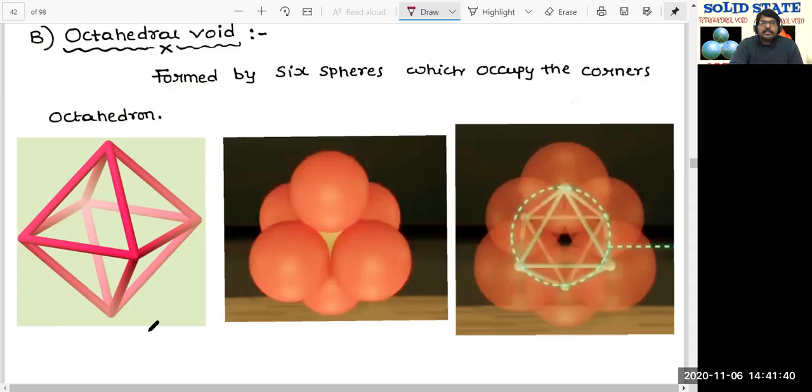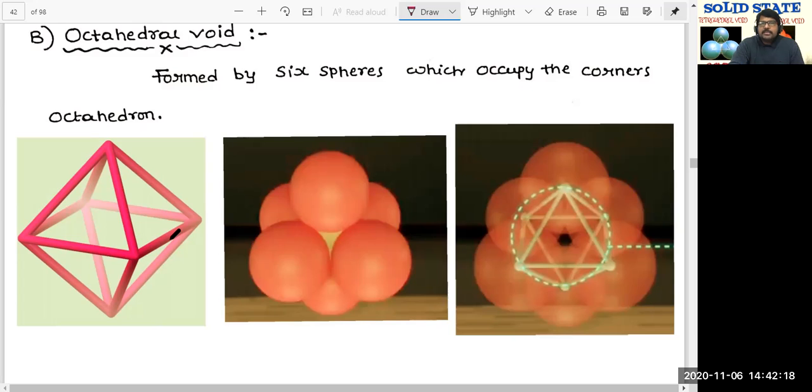Octahedron, tetrahedron, hexahedron, icosahedron, these names are based on the number of faces, not on the number of corners. Already told you in the tetrahedron, it's just a coincidence. So this is not a hexahedron. Hexahedron is a cube, which has 6 faces. But this is an octahedron because there are 8 faces. You can also give one more name for this, square bipyramidal, because you can see this is a square, and these two are pyramids, one above the square and another below the square.